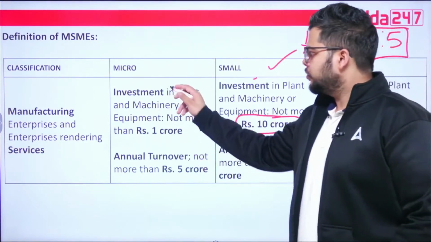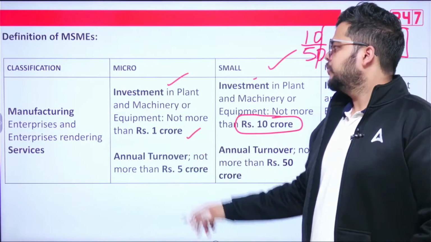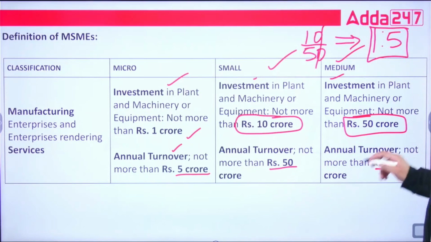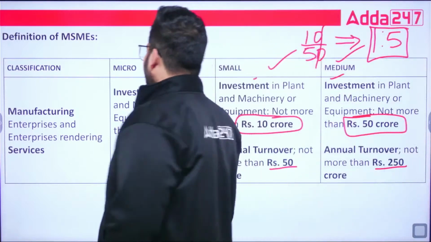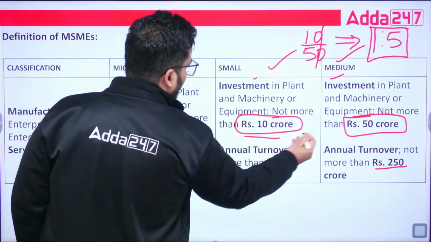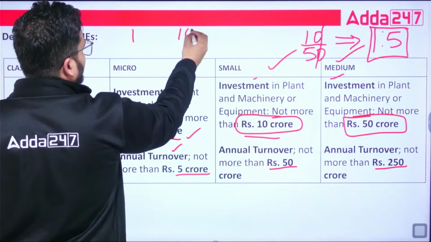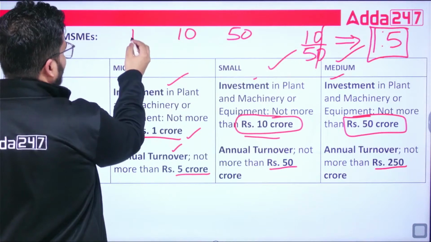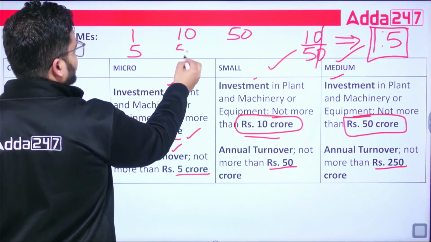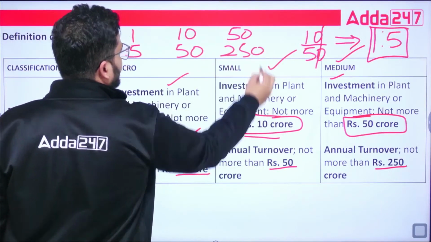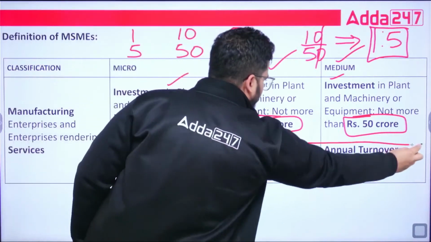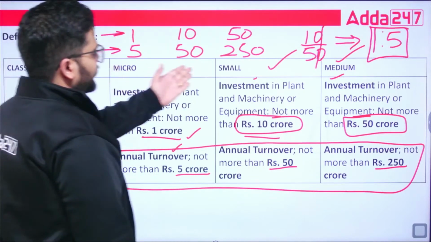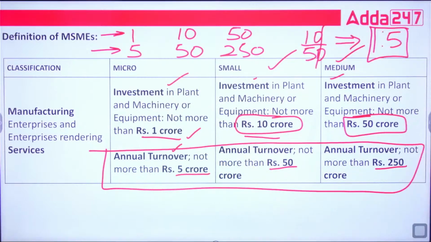Apart from that, the micro investment criteria is 1 crore. For micro enterprises, annual turnover criteria is 5 crore. Then for small, it is 50 crore, and annual turnover is 250 crores. What you need to remember is this: 1, 10, and 50 crore, and just multiply it by 5. Multiply 1 by 5, 10 by 5, 50 by 5. Now you will get the turnover values. So just remember the first row, and you will automatically be able to decipher the second row by multiplying the first row by 5.